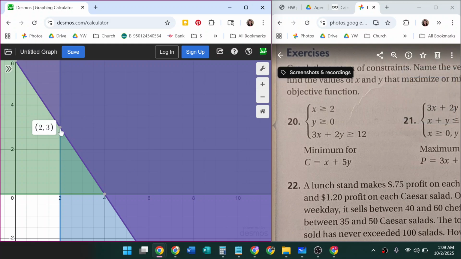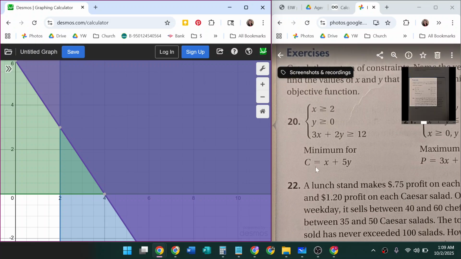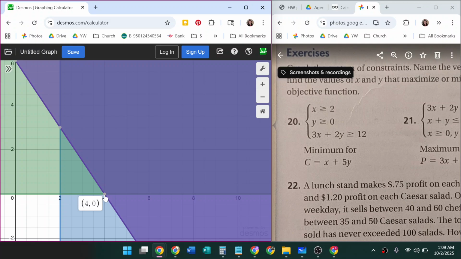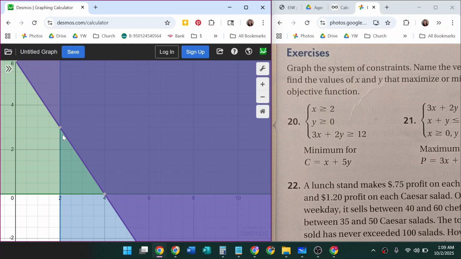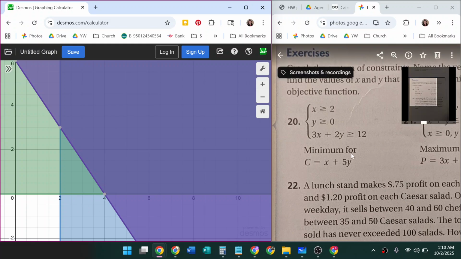So let's look at these 2 points. This is 2, 3. This is 4, 0. So we're going to put in 4, 0 into where it says x plus 5y. I can do that in my head. 4 plus 0. That means c equals 4. Let me plug this one in. 2, 3. That would be 2 plus 15, because 2 for the x, 3 for the y. 2 plus 15, that's 17. So between these two numbers, 4 is definitely smaller, so this would be the winner. So 4, 0 would be the minimum.